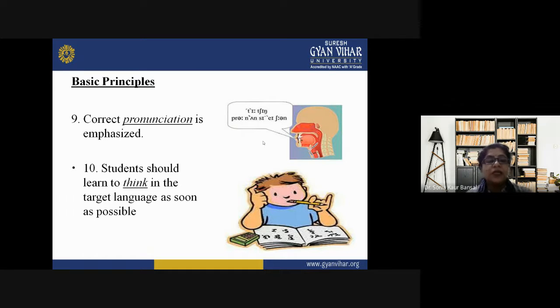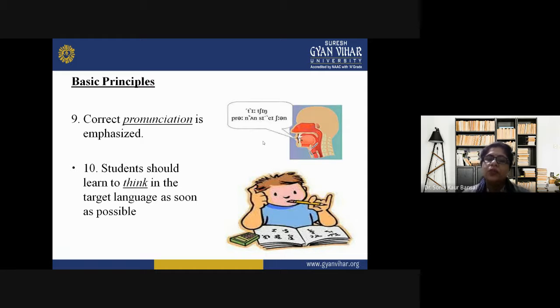Students should learn to think in the target language as soon as possible. In my previous lectures also, I have told you that it is the tendency of our Indian people that we most of the time think, and when we think, we start thinking in our own language, the mother tongue or the regional language, and we wish to learn the target language, which is the English language. So this type of combination of mind and wishes doesn't go very well.